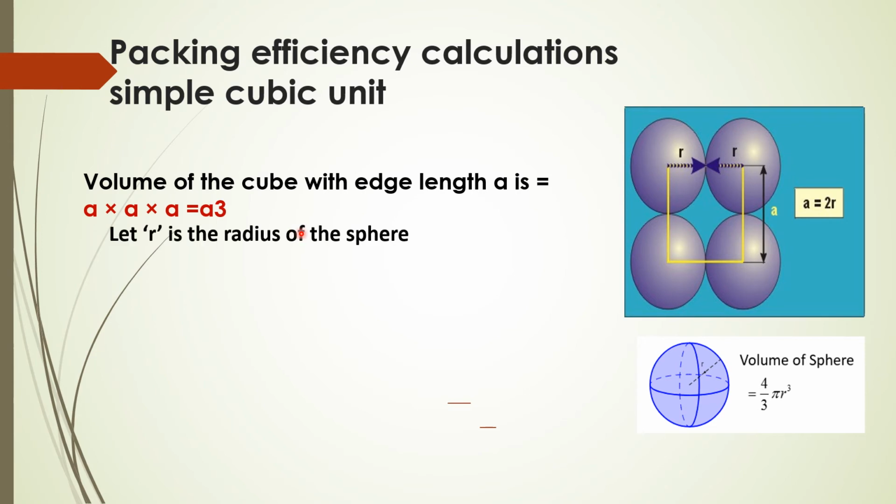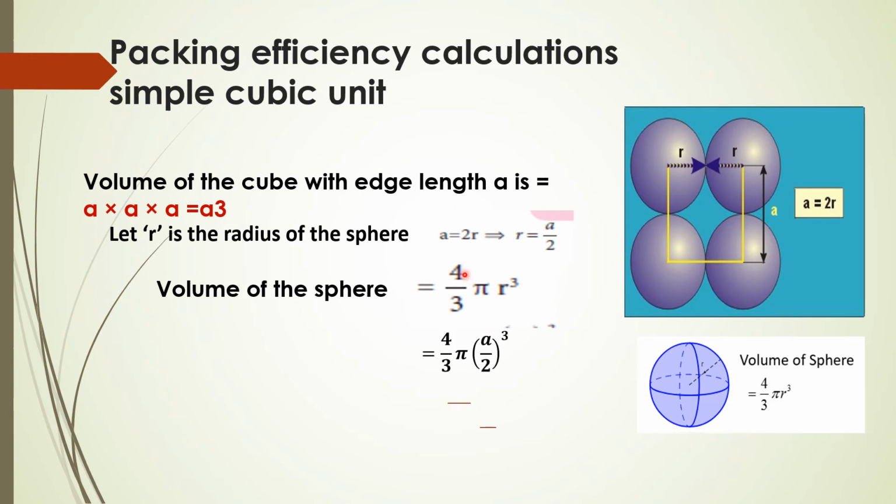We can get a cube with edge length a. Here r is the radius of the sphere, so a is equal to 2r. But we want r, so r is equal to a/2. The volume of the sphere is 4/3 πr³. I am explaining the volume of the sphere because one atom is taken as an example, which has a sphere-like structure, so I can use this equation for the calculation.